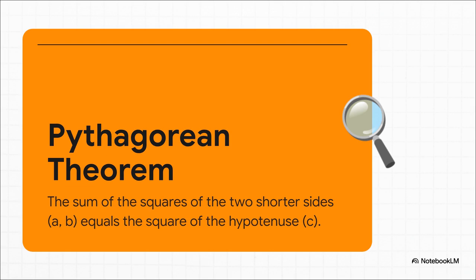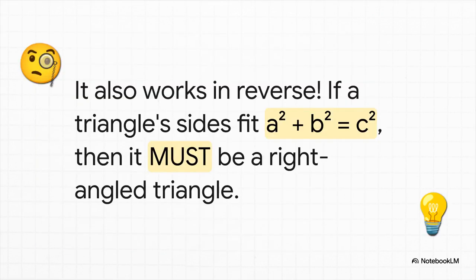Well, it means that if you could draw a square on each of the two shorter sides, A and B, and then you added up the area of those two squares, that total area would be exactly the same as the area of a bigger square drawn on the hypotenuse, C. It's a perfect balance, and this works every single time, for every right-angled triangle. No exceptions.